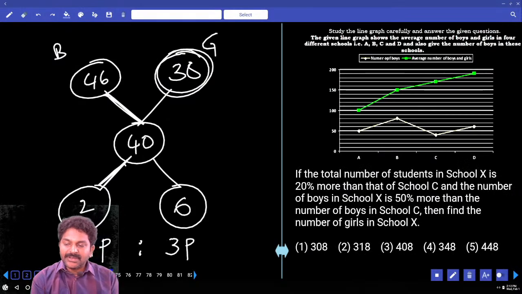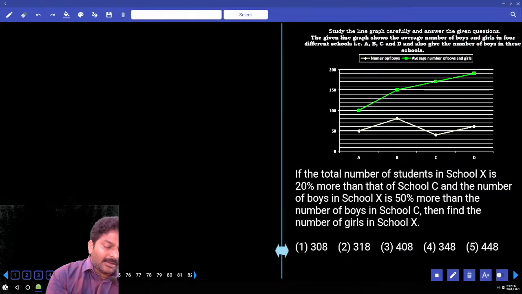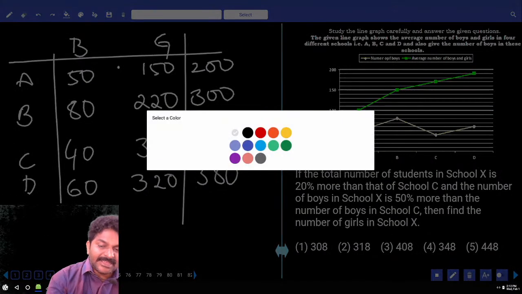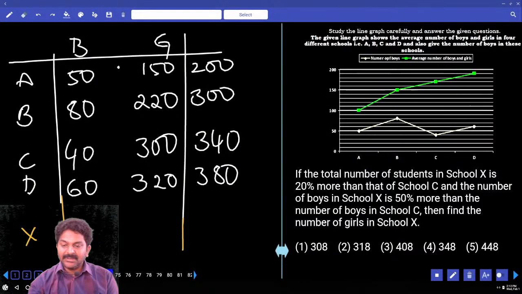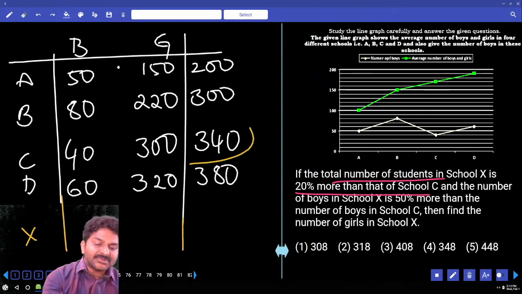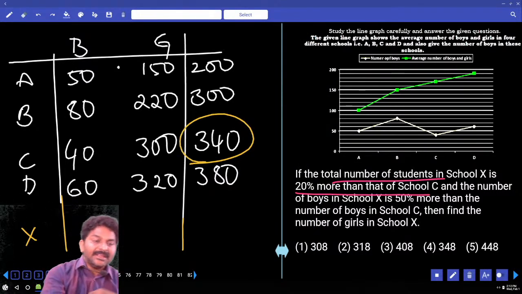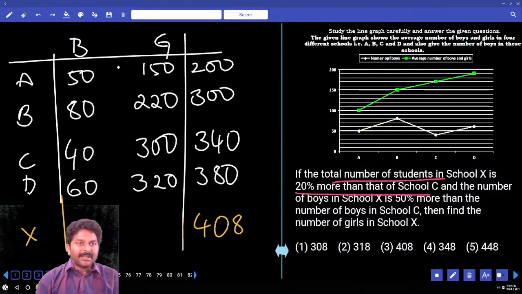If the total number of students in school X is 20% more than that in school C, and the number of boys in school X is 50% more than the number of boys in school C, then find the number of girls in X. Now they are talking about a new class X. In X also we have boys and girls. The total number of students in X is 20% more than that of C. What is 20% of this number? 68. 68 more means 408 people are there.